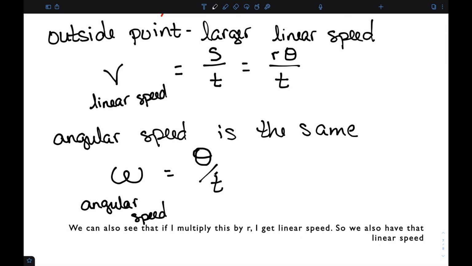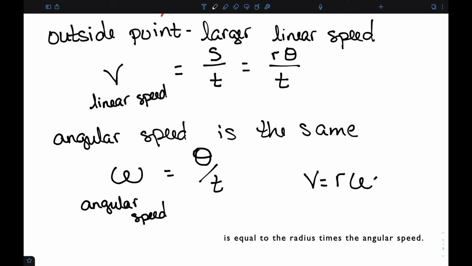We can also see that if I multiply this by r, I get v. So we also know that linear speed is equal to the radius times the angular speed.